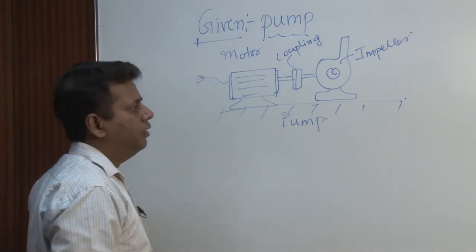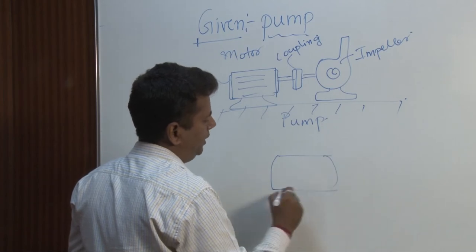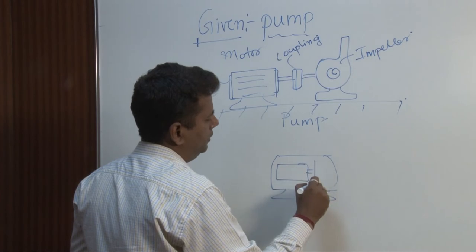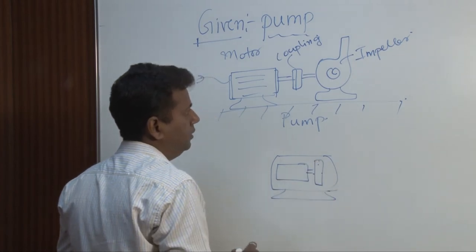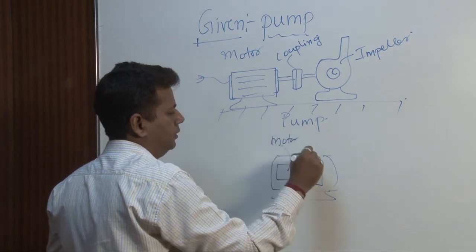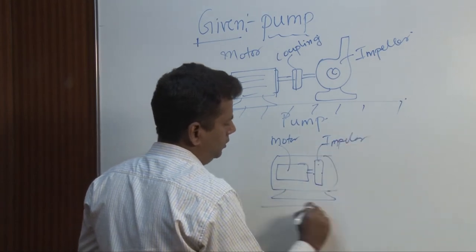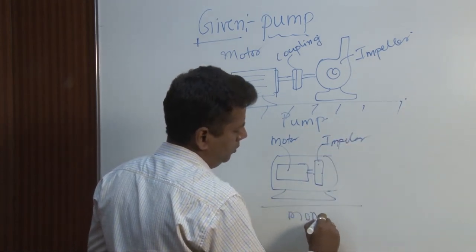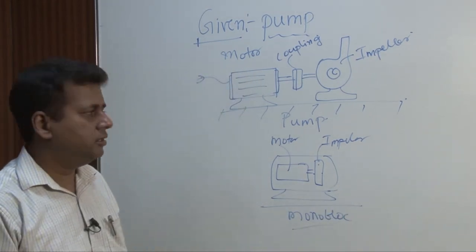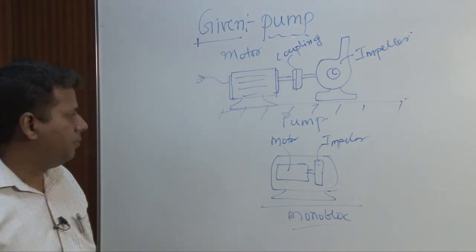Today, we have a monoblock wherein a compact pump is available. So, this is the motor, this is the coil, and this is the impeller. This is called a monoblock. Monoblocks have become popular today because they are compact. So, let us move on to the problem.